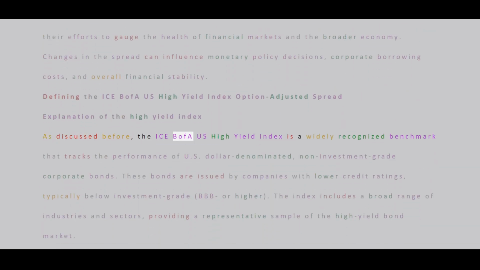Defining the BofA US High Yield Index Option Adjusted Spread. Explanation of the High Yield Index. As discussed before, the BofA US High Yield Index is a widely recognized benchmark that tracks the performance of US dollar-denominated, non-investment-grade corporate bonds. These bonds are issued by companies with lower credit ratings, typically below investment grade, BBB or higher. The index includes a broad range of industries and sectors, providing a representative sample of the high-yield bond market.